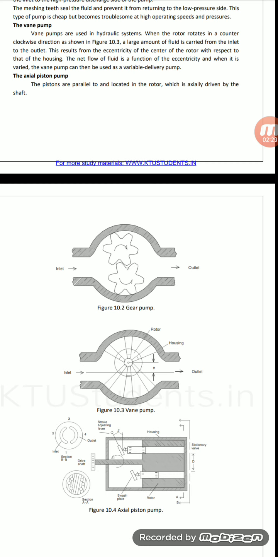Next one, friction pump. The friction pump or piston pump is located parallel to the rotor on the auxiliary driving shaft.